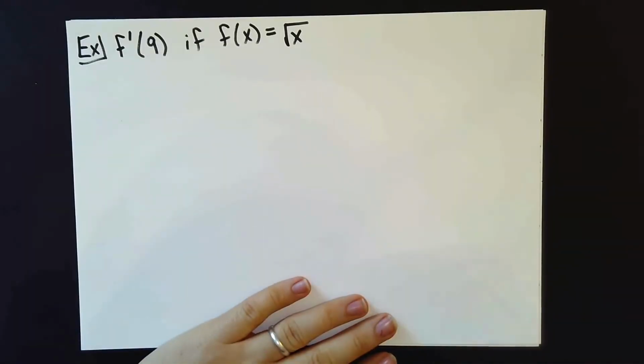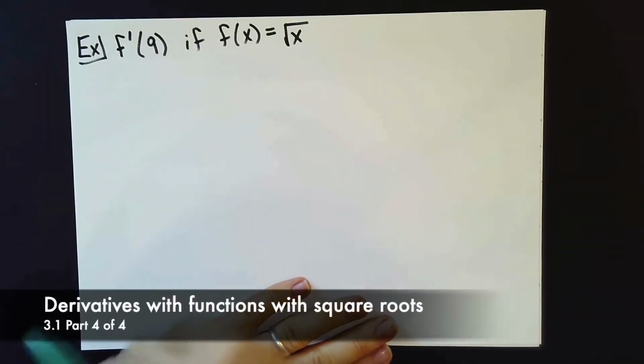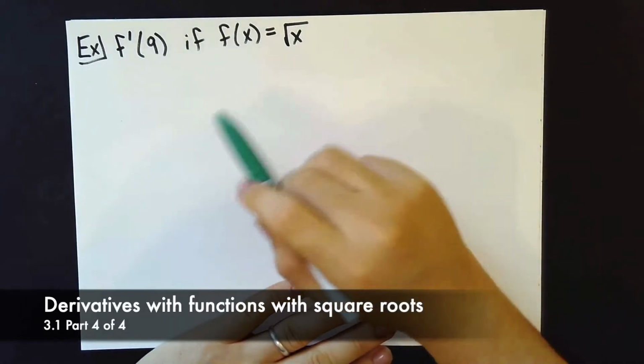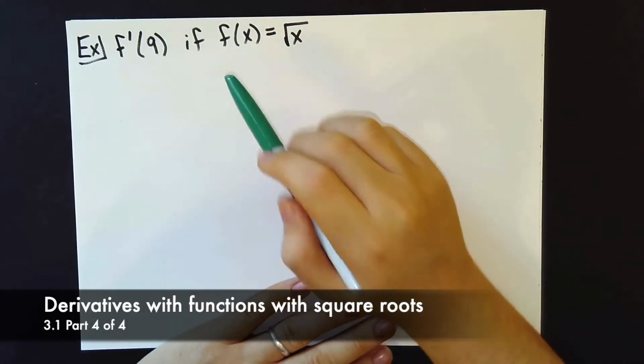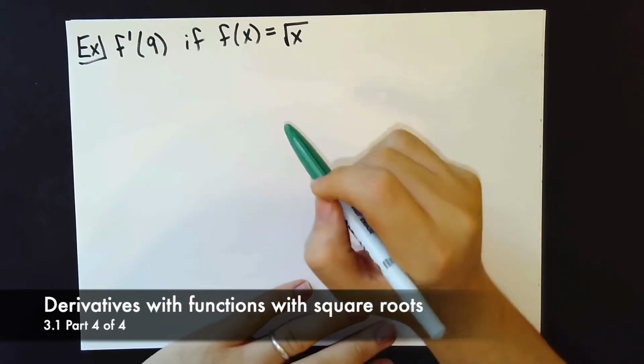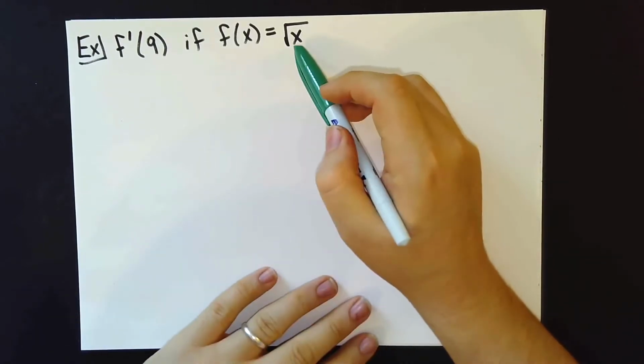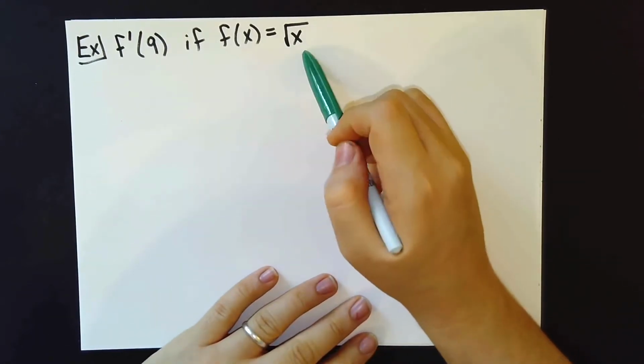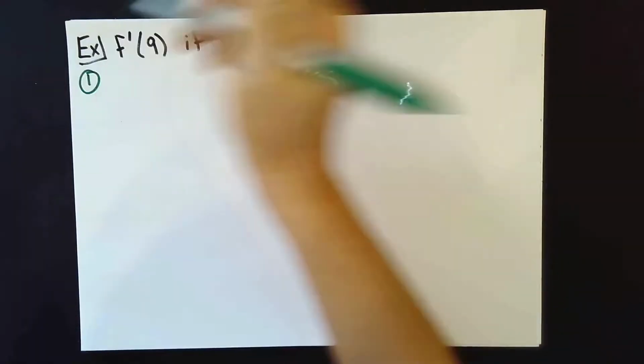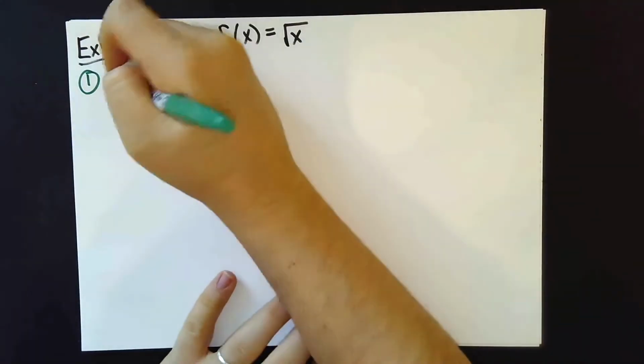Welcome back, class. Today we're going to talk about our last bit of algebra that we need to calculate these derivatives using the limit definition. Namely, we're going to make sure we know how to handle radicals. Okay. So to start with, we're going to write down our same points.